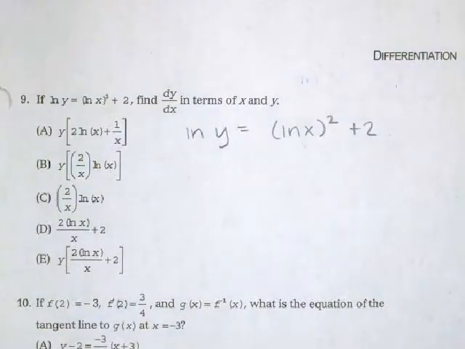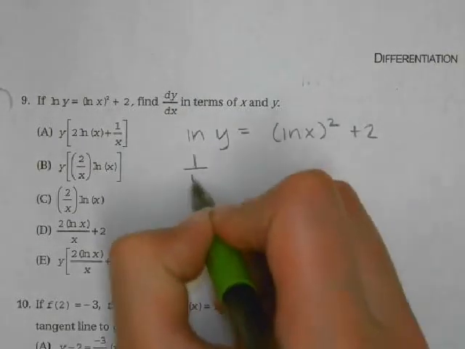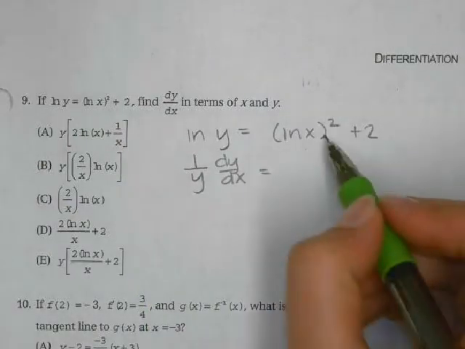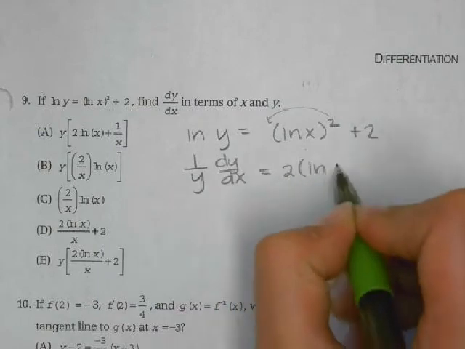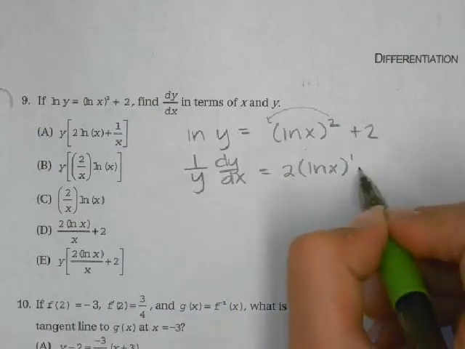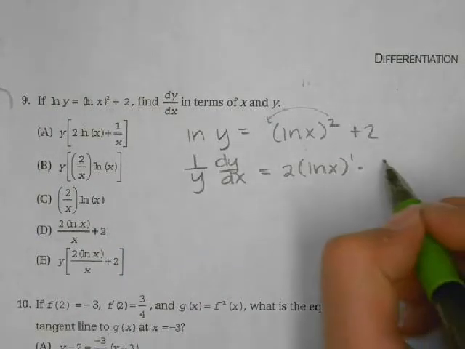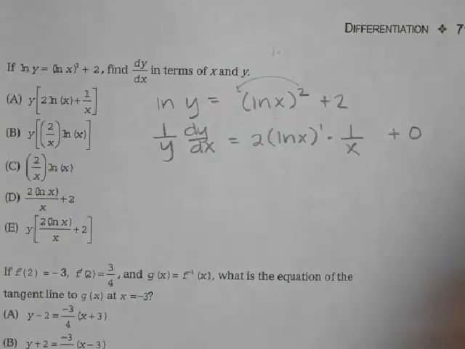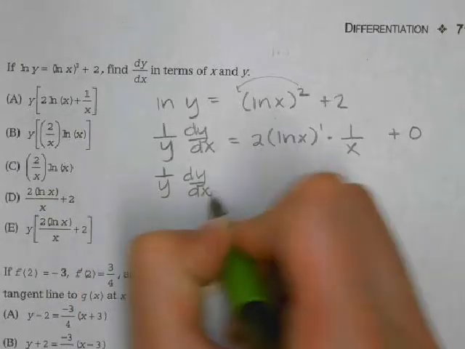Okay, so we're going to take the derivative. The derivative of ln y is 1 over y dy dx. And then the derivative of this, we're going to drop the 2 to the front, so that's 2 ln x to the 1 times, so I did the derivative of the outside. The derivative of the inside is 1 over x, and then plus 0.